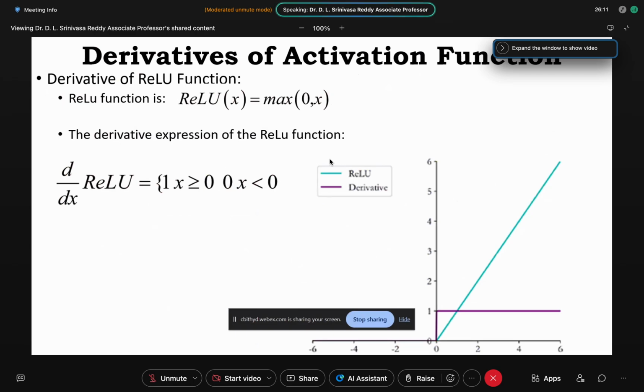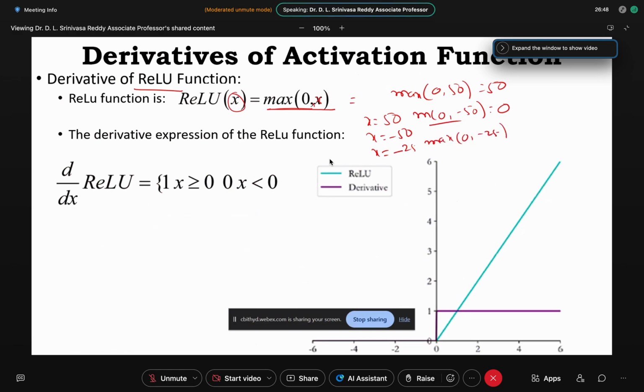The first one is the ReLU function. The ReLU function is nothing but max of 0 comma x. Suppose I take the x value equal to 50. This is max of 0 comma 50, which is equal to 50. If I take x equal to minus 50, what happens? The max of 0 comma minus 50, this maximum value is equal to 0. Suppose you take x equal to minus 25, what happens? Max of 0 comma minus 25, comparing these two, it is 0.